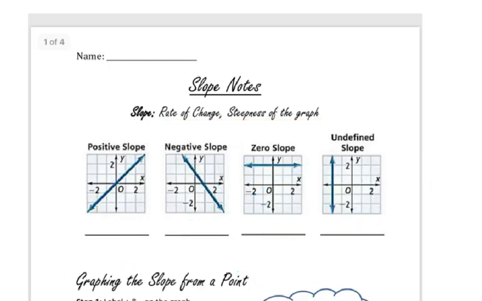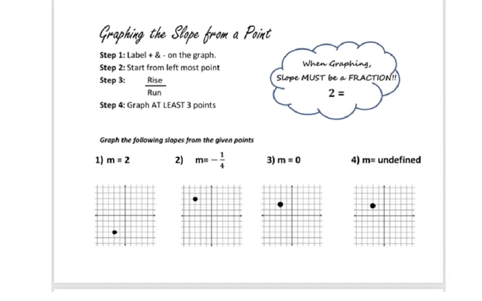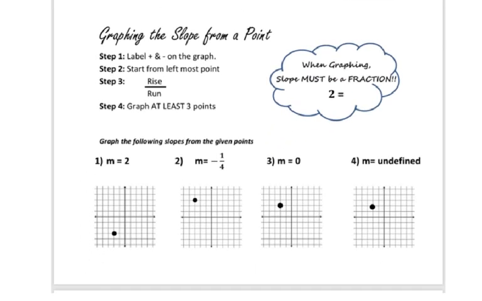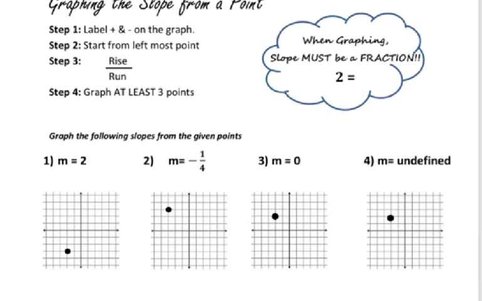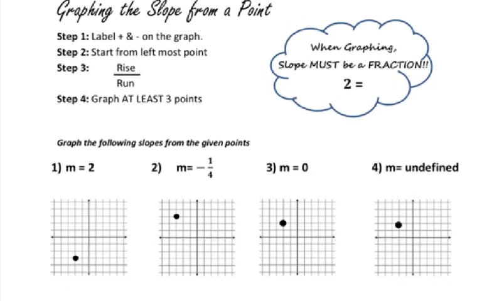So now that we know what the slopes look like, we are going to graph them. So we're going to graph a slope from a point. It says step 1, let's label positive or negative on my graph. So if I look at this graph, positive slopes would go upward, negative slopes will drop downward. It says start from the leftmost point. Here is my only point. And then it says rise over run. You've heard that before, I'm sure. Rise over run. And we're going to graph at least 3 points.